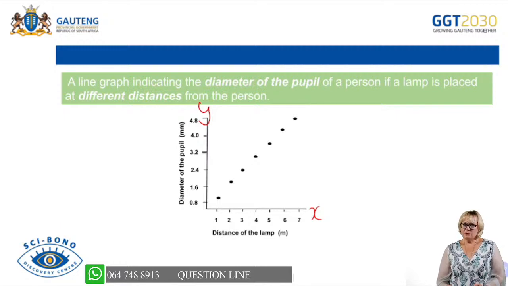And now what do I do? I take my free hand and I just connect all the dots. No, I said you do what? You take your ruler. You must take your ruler and then you connect all of them. All right.